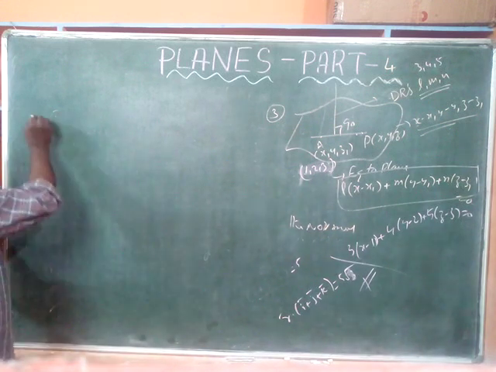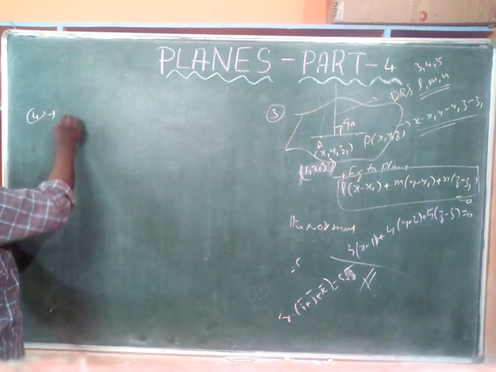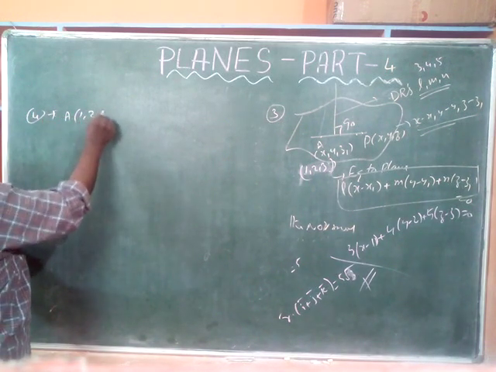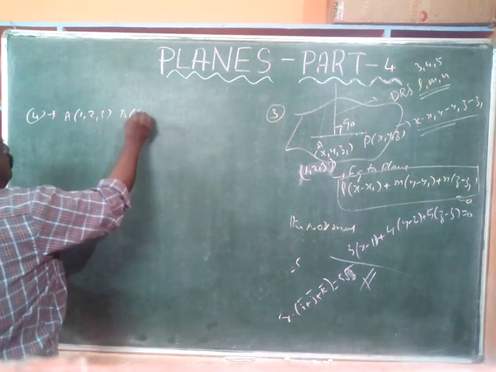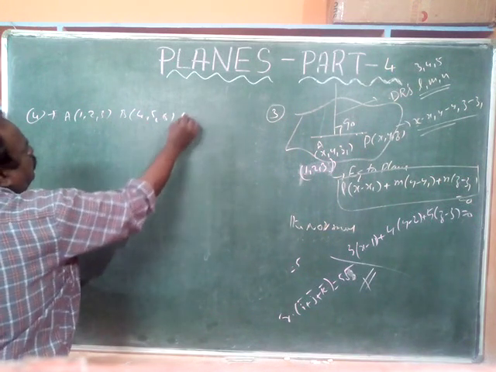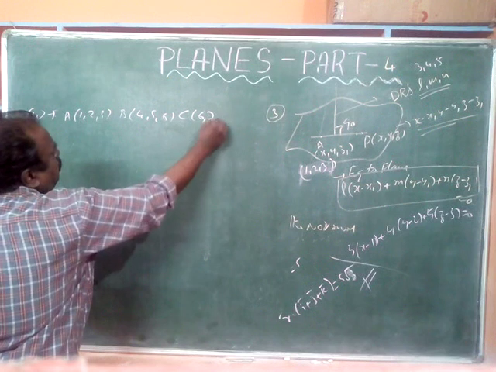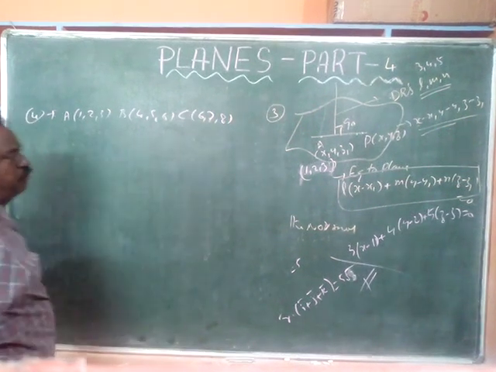Now fourth one, it is also clearly given, that is a plane is passing through 3 points, A is 1, 2, 3, B is 4, 5, 6, C is 6, 7, 8, just like the shown.